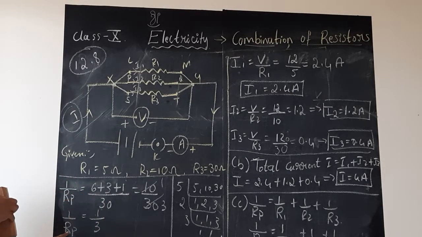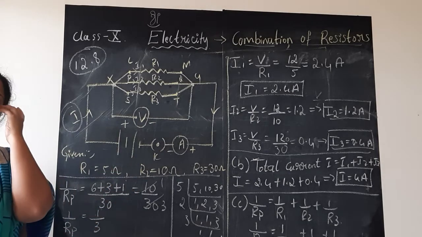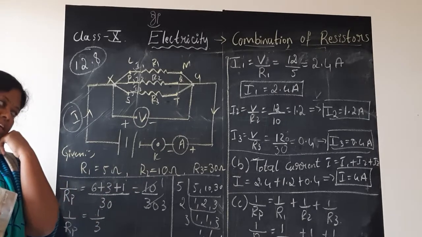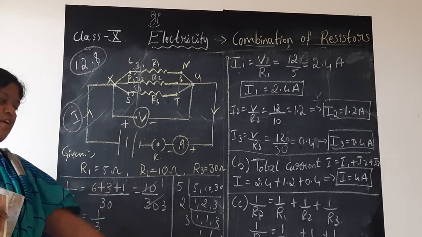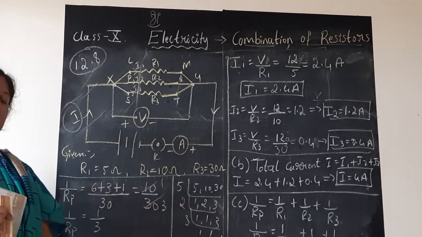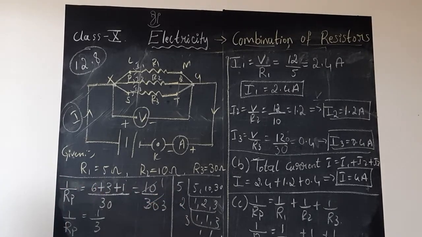Okay? So this is how you find out the total resistance in case of a parallel combination. You will of course write it in the form of 1 by 3. So you will have to take the LCM like this and simplify. And we got 1 by Rp is 1 by 3.